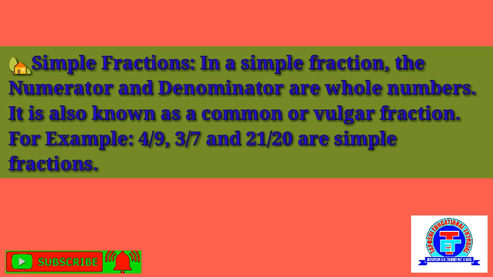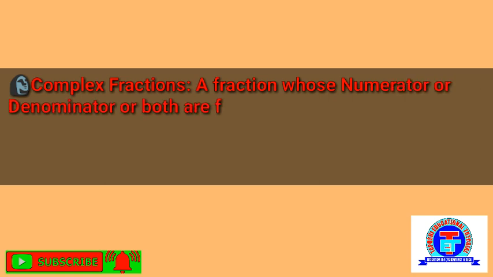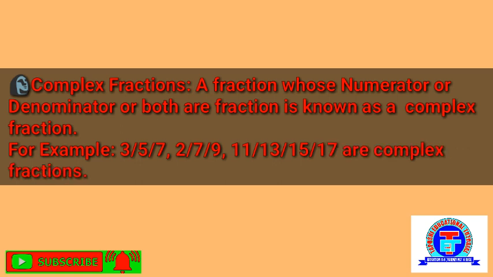Now dear student, here we learn also complex fraction. A complex fraction, whose numerator and denominator or both are fractions, is known as a complex fraction, right? For example, 3/5 by 7, or 2 by 7/9, or we can write 11/13 by 15/17 are complex fractions. Okay, so this complex fraction we can easily convert into a simple fraction.